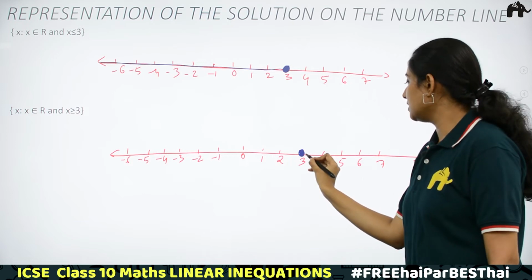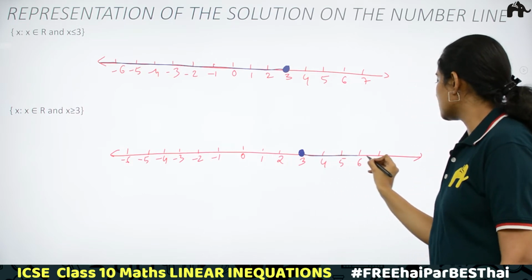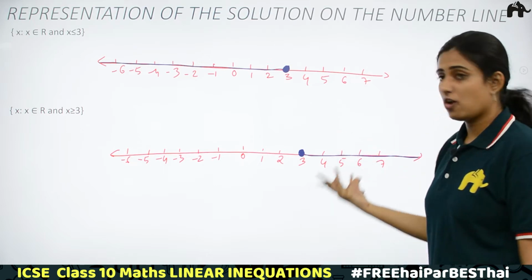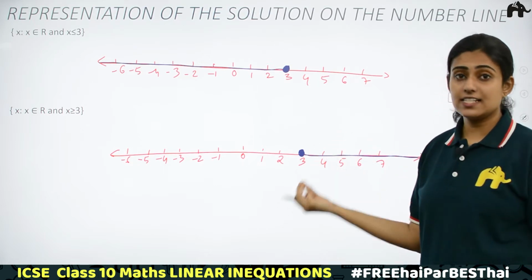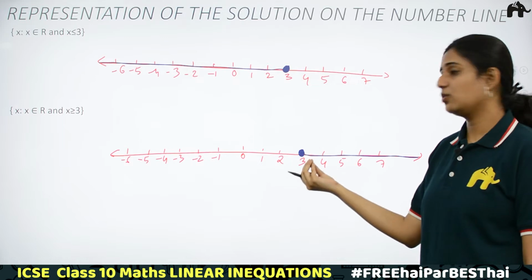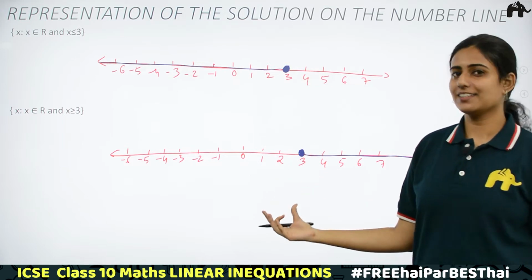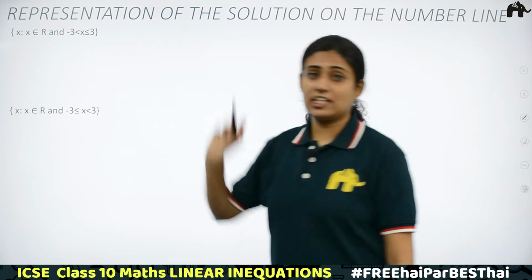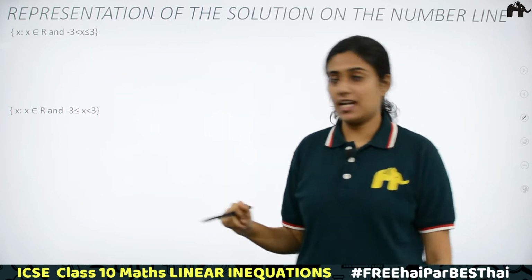X greater than 3 means towards positive infinity. Towards positive infinity, any point of x that is greater than 3 or equal to 3. Clear? How to represent inequalities in case there are two inequalities on a single number line.